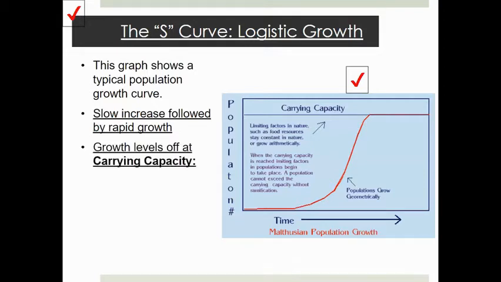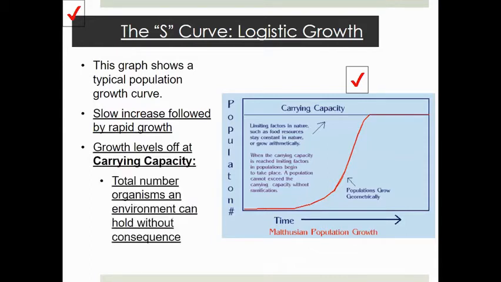And where it starts to level off is when the population size gets to something called the carrying capacity. The carrying capacity is the total amount of organisms an environment can support without severely negative consequences. So carrying capacity is the total number of organisms an environment can hold without consequences.